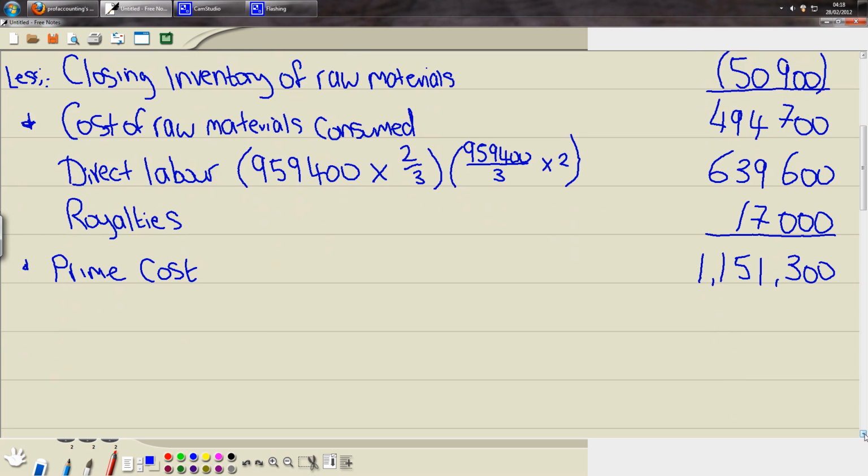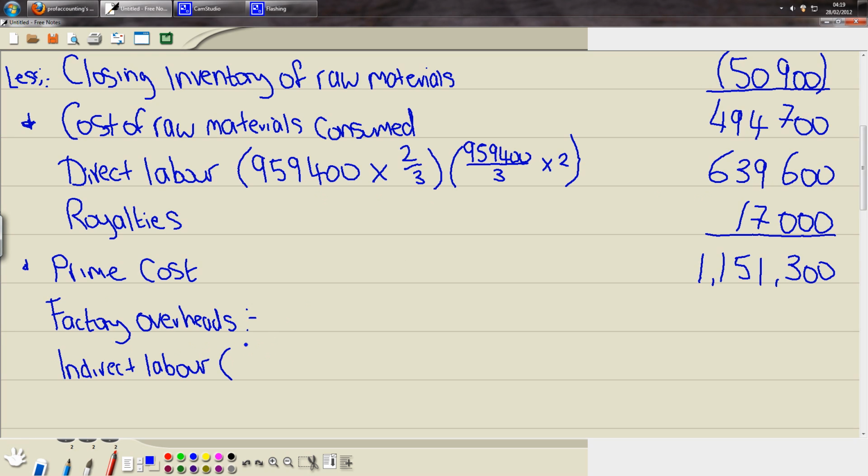Then, moving down, now is the time we look at the overheads of the factory. Typically we label that factory overheads. So what are the overheads that are given in this case? Well, we've only got a couple. We haven't got as many as you might think. We've got the labour, so indirect labour, and remember the apportionment. You can take the total, the 959,400 minus the 639,600 if you want.